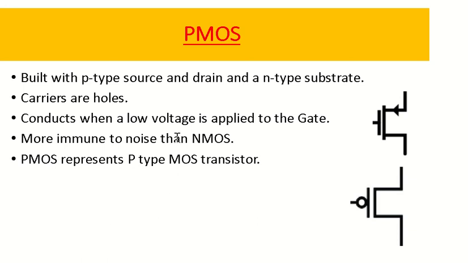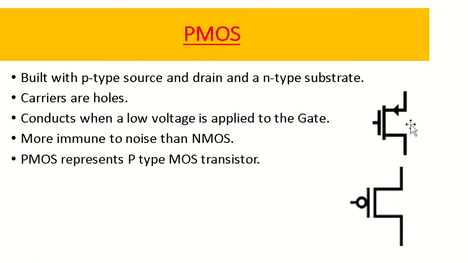PMOS is more immune to noise than NMOS. This is the major advantage of PMOS. Noise is very less in case of PMOS, whereas in NMOS the major advantage is what we have seen: it is faster. PMOS represents, finally, P-type metal oxide semiconductor transistor.